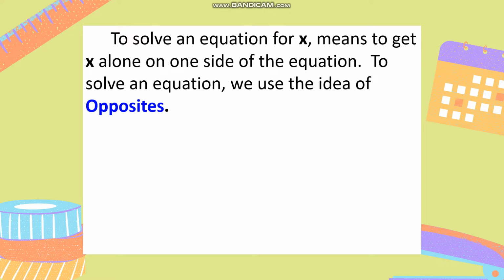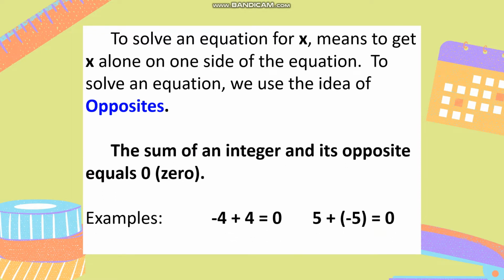To solve an equation, we use the idea of opposites. The sum of an integer and its opposite equals 0. Examples: negative 4 plus positive 4 equals 0. Positive 5 plus negative 5 equals 0.